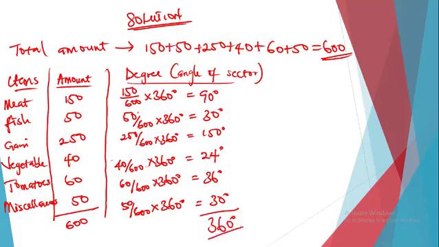360, which is the total angle in degrees. We call it 1 revolution. So we now plot this in a pie chart. And remember, I told us that a pie chart is a form of a circle.